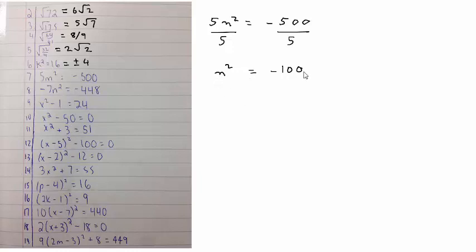So n square is equal to negative 100. Well, there's no such n. So we would say no solution to this one.